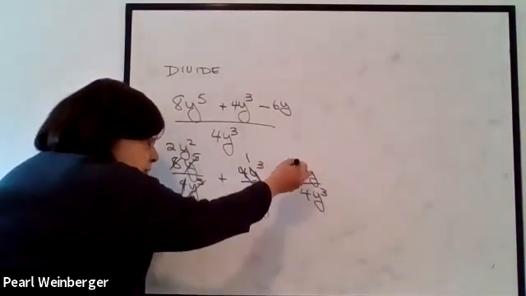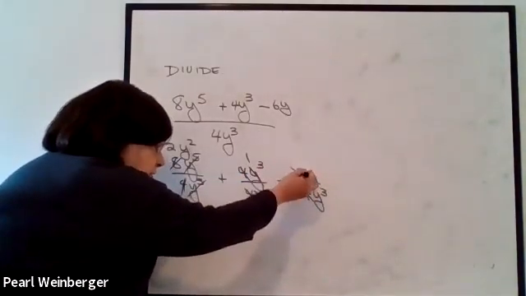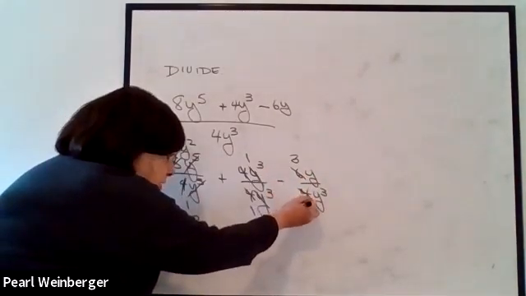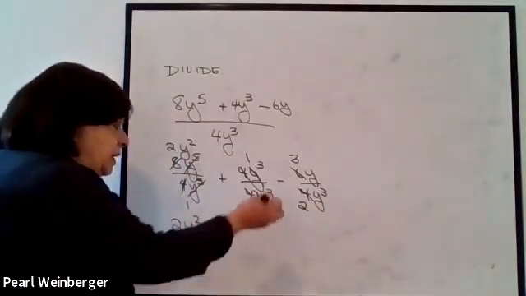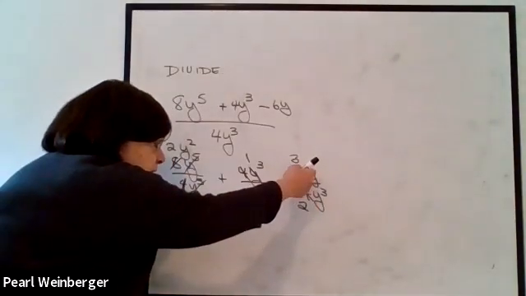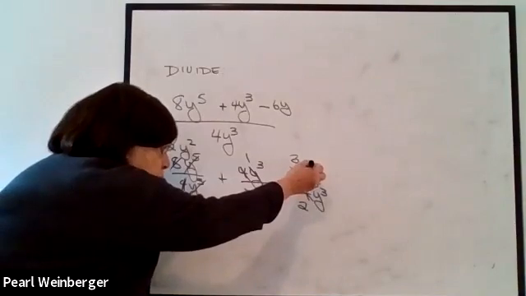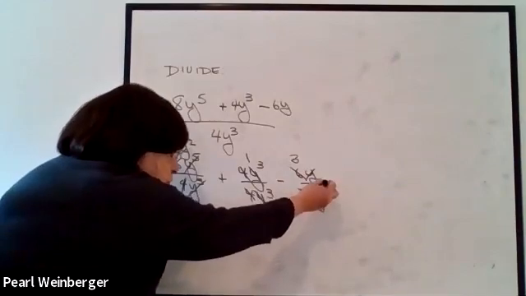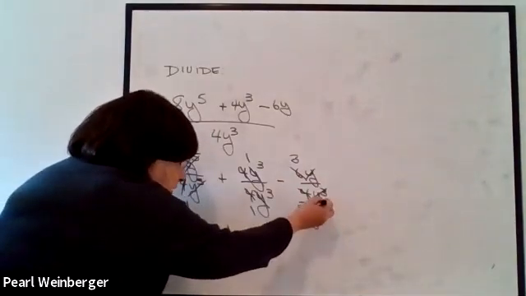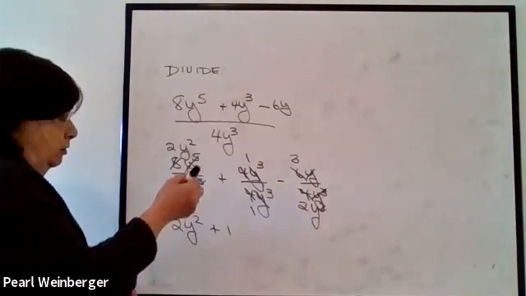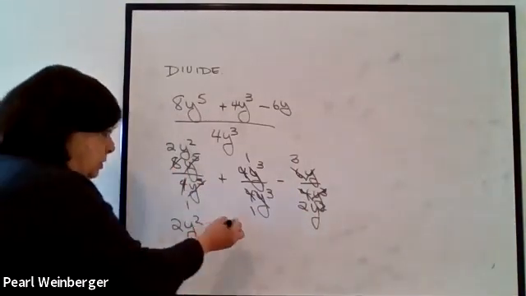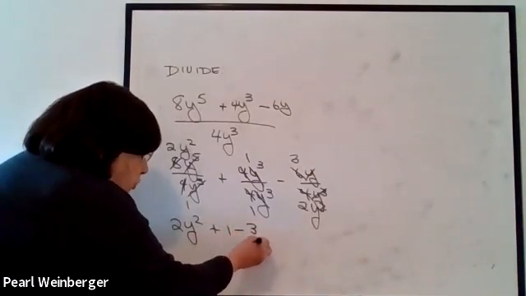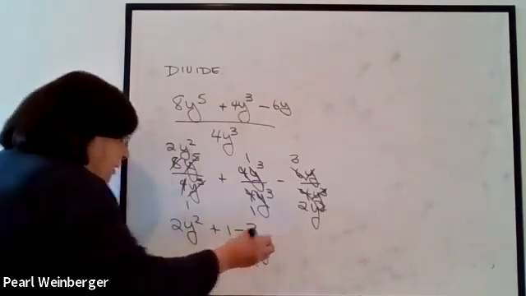And finally, over here, the 4 and the 6 can both be divided by 2, so that'll give you a 3 on the top and a 2 on the bottom. And the smaller exponent is just a plain y, which is y to the 1, and 3 minus 1 is 2. So I'm left with a y squared in the denominator, because that's where the larger exponent was. So my final term is minus 3 over 2y squared.